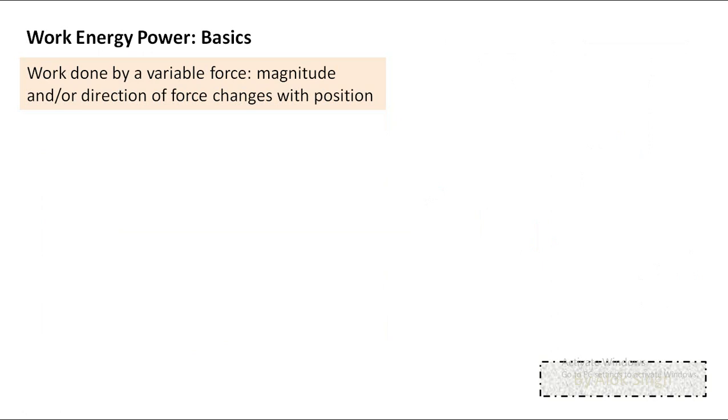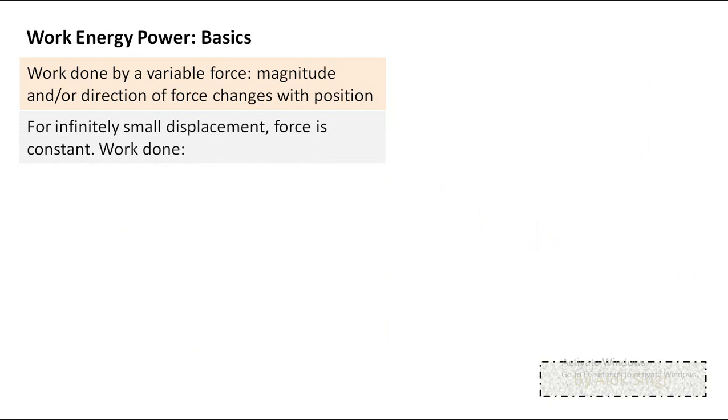So far what we had dealt with was work done by constant force. What happens in case the force is not constant? Work done by variable force. Force can vary with time and force can vary with position. We are talking about force which is varying with position. The magnitude and or direction of force changes with position.